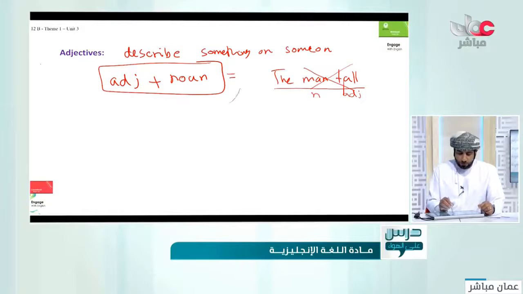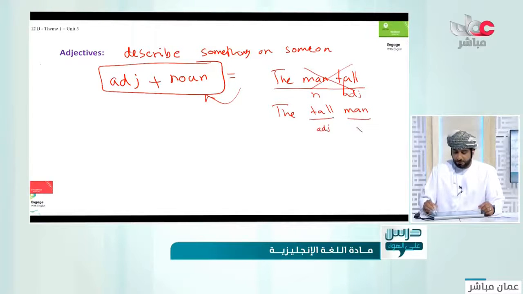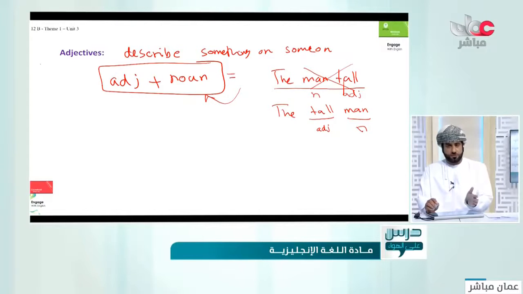So as the rule we've mentioned, we can say "the tall man". The tall man. So tall here is the adjective, man is the noun. So this is the rule in English. Adjective first, then noun. So we are describing someone here. Even if we describe something, we have to put the adjective plus the noun.